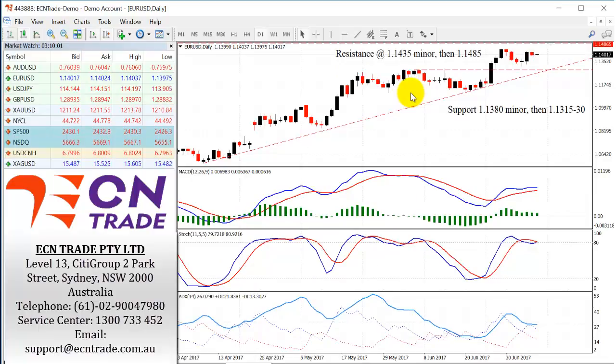Looking to the downside, a break beneath the support that comes in at 113.80 would give further scope to the downside at 113.15, 30 and reassess from there.